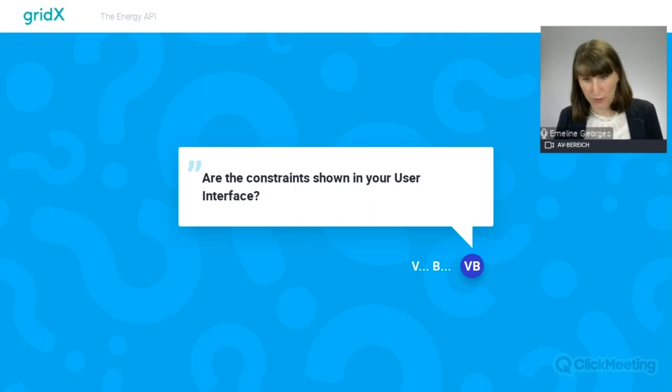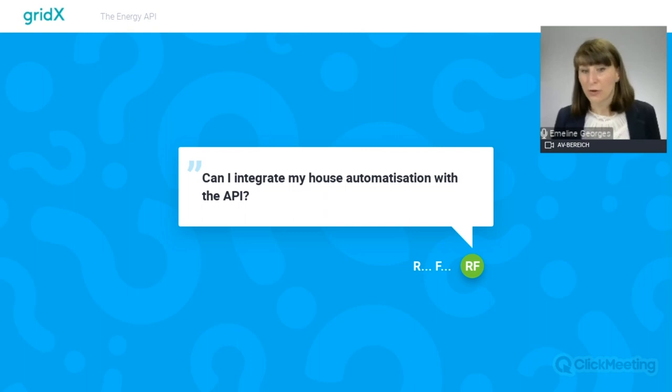Are the constraints shown in your user interface? That's a good point. Not so far, because what is shown in our interface is the result of all the constraints. However, I'm taking notes of this as a suggestion. Of course, you could also integrate your house automation with the API. So you could use the API to connect to different devices that you can communicate with in your house.